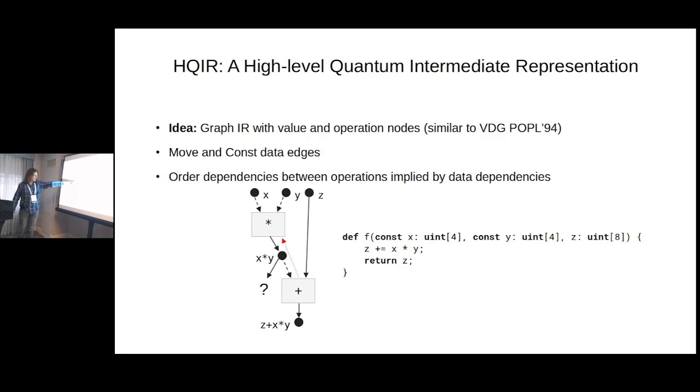And we have z, which we add to x times y. One of the operands of the addition can be consumed because it's reversible. And of course, we have order dependencies between the operations, which are implied by the data dependencies. Here, plus uses the output of multiply, so we have an order dependency between them.